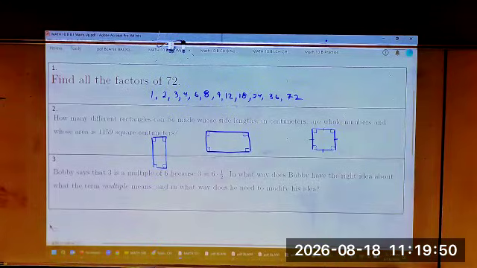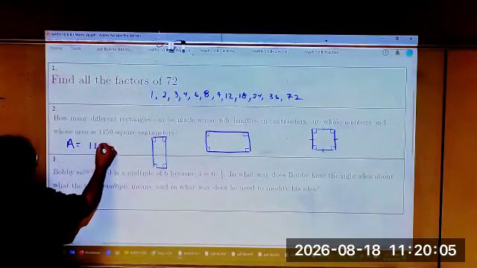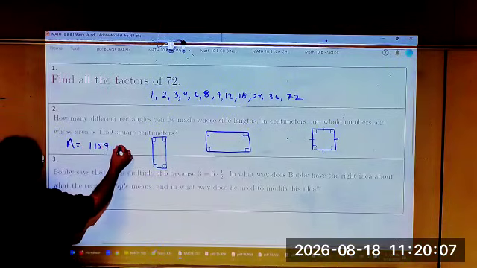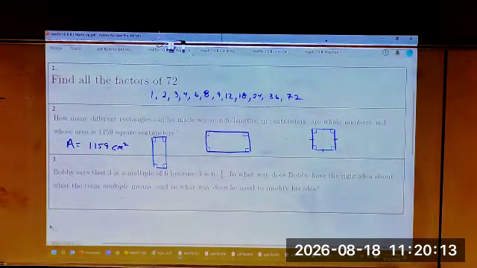So how many different rectangles can be made whose side lengths in centimeters are whole numbers, and the area is equal to 1,159 centimeters squared, or square centimeters? How do you calculate the area of a rectangle?